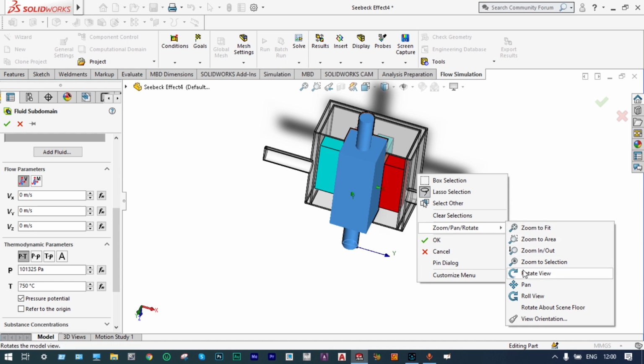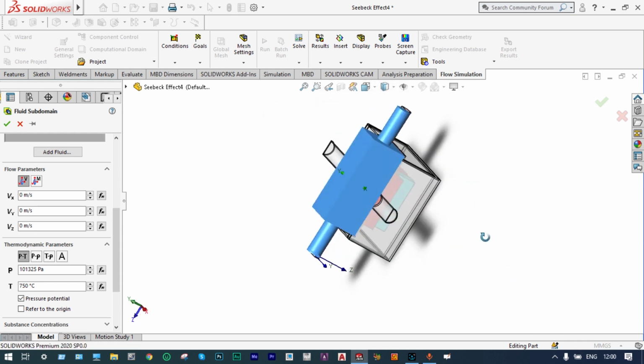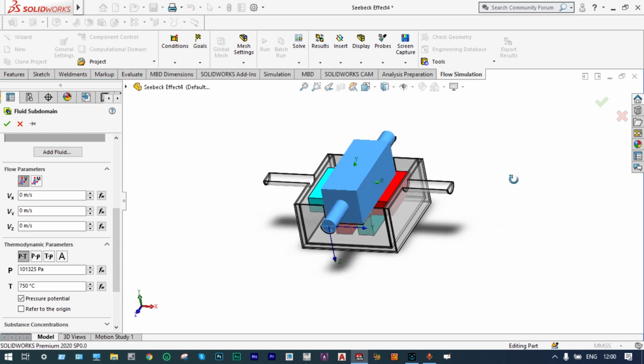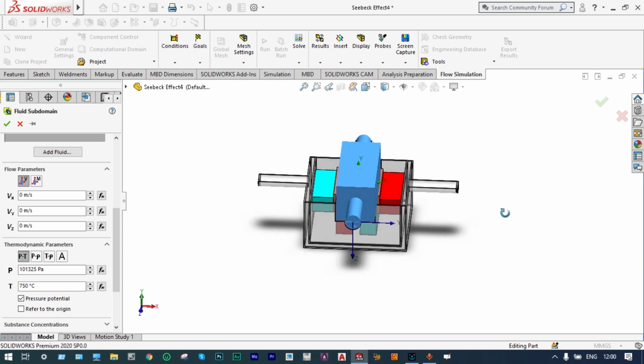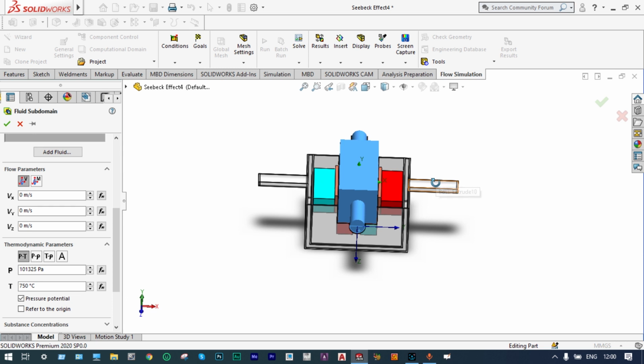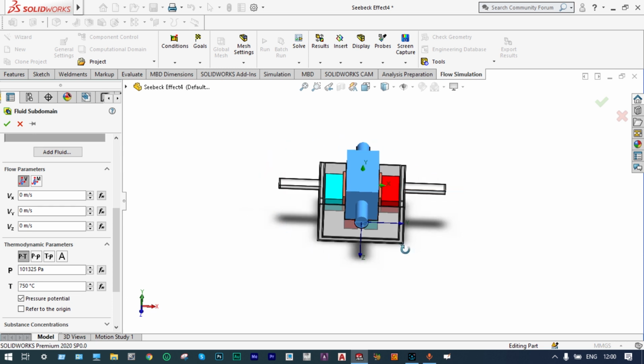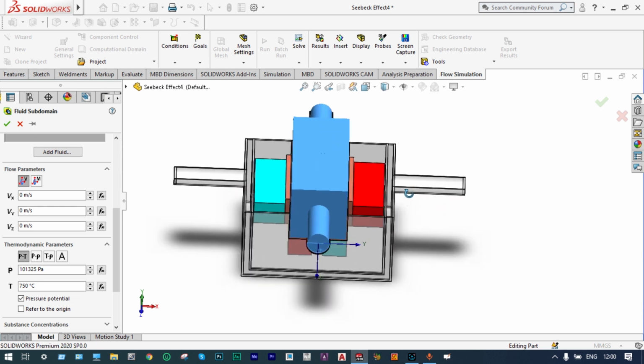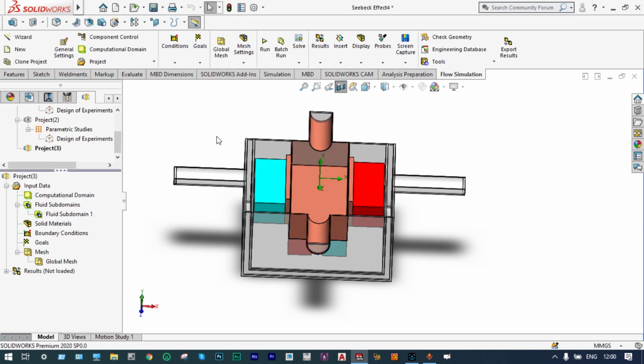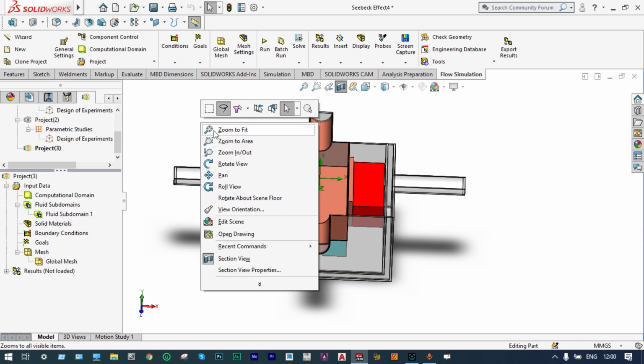Let us rotate this one for understanding the domain of hot flue gas, right? So hot flue gas will be flowing from this end to the other end, and from this one we will be providing coolant, that means cold nitrogen at minus 195 degrees centigrade. It will be surrounding this container. Okay, go and check. Next to that, we have to apply the fluid subdomain for liquid nitrogen.